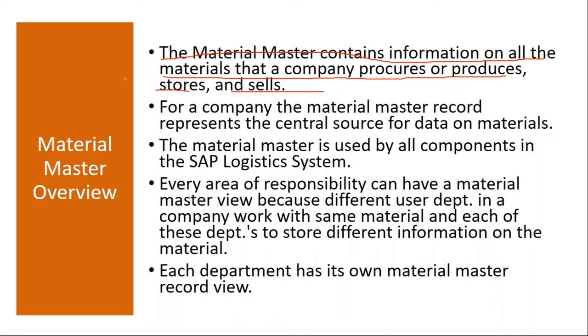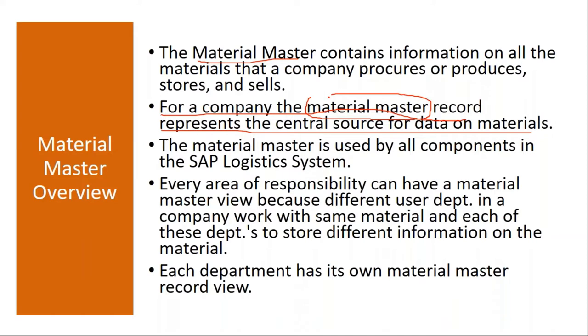So basically material master contains the information about a particular material. That material can be anything. It can be a purchased material, produced material, machine spare parts, or floor cleaner, stationery, pen, paper, pencil, everything, all are called materials, and the material master contains information about it. For a company, the material master record represents the central source of data on materials. So basically this material master which we are discussing today is used by all the departments within the company, not only by production or planning. It is used by all. That's why it is called central source of data.